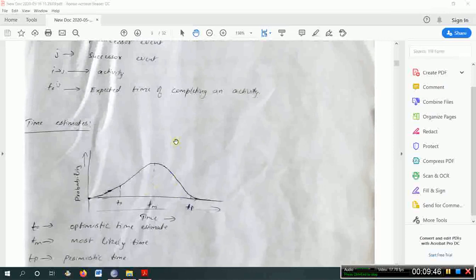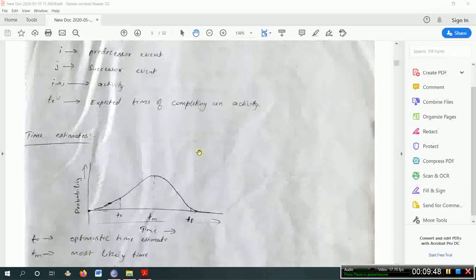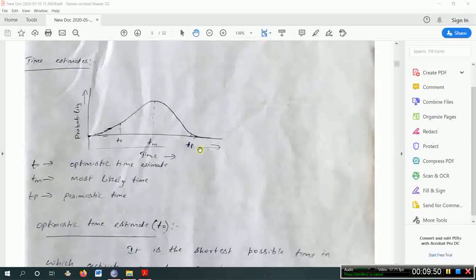Now in PERT analysis there will be three time estimates: to, the optimistic time; tm, the most likely time; and tp, the pessimistic time. This is the probability. Workers are nothing but humans, so humans always will be having, at the initial stage, all the workers are humans here.